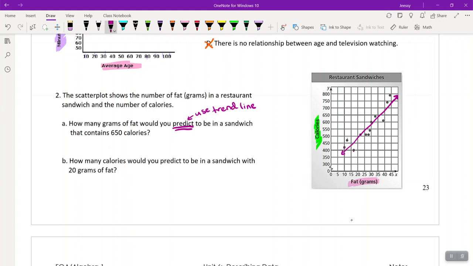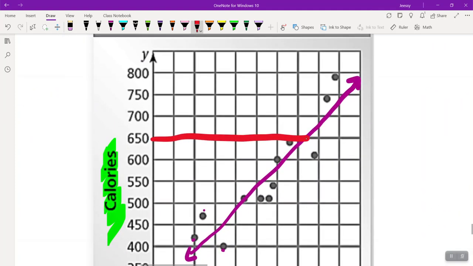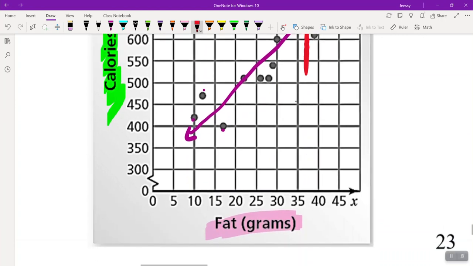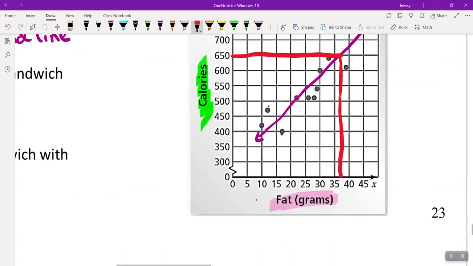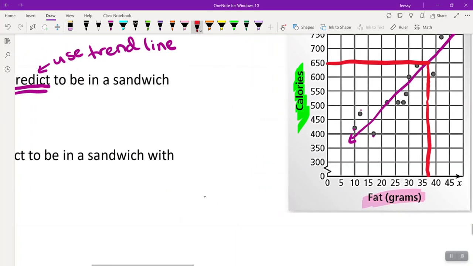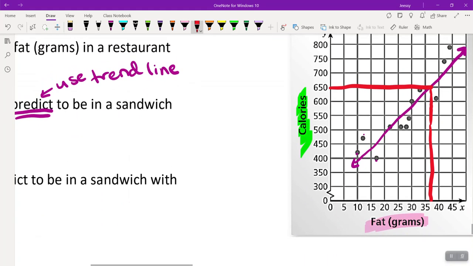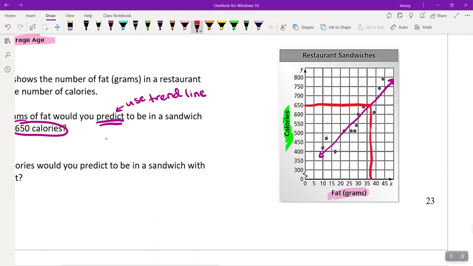Are we going to start at the x-axis or the y-axis? We're going to start at the y-axis and we're going to find 650 calories, correct? And then you're going to go towards your line, the trend line. Let me zoom in. And then from there, you're going to go down. So what, 37? Between 35 and 40? Exactly. It will not be the same answer for everybody, okay? So about 37 grams of fat.